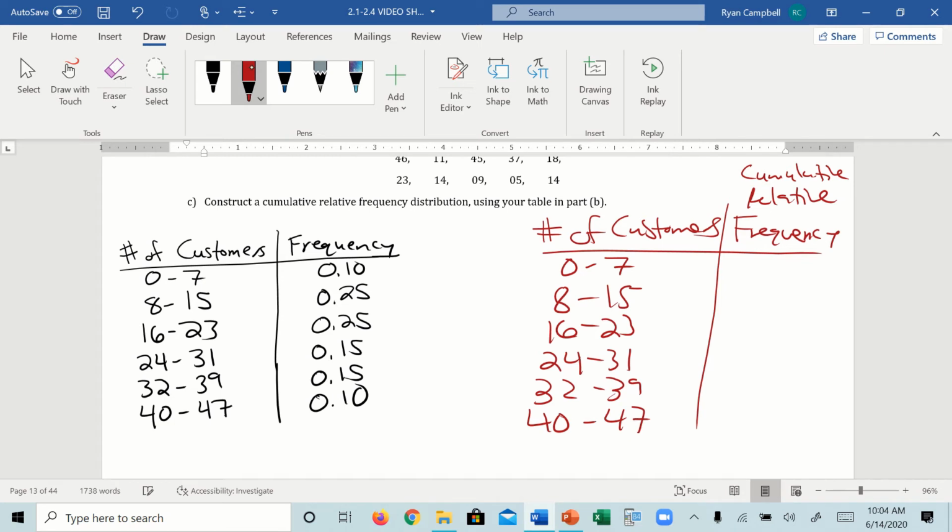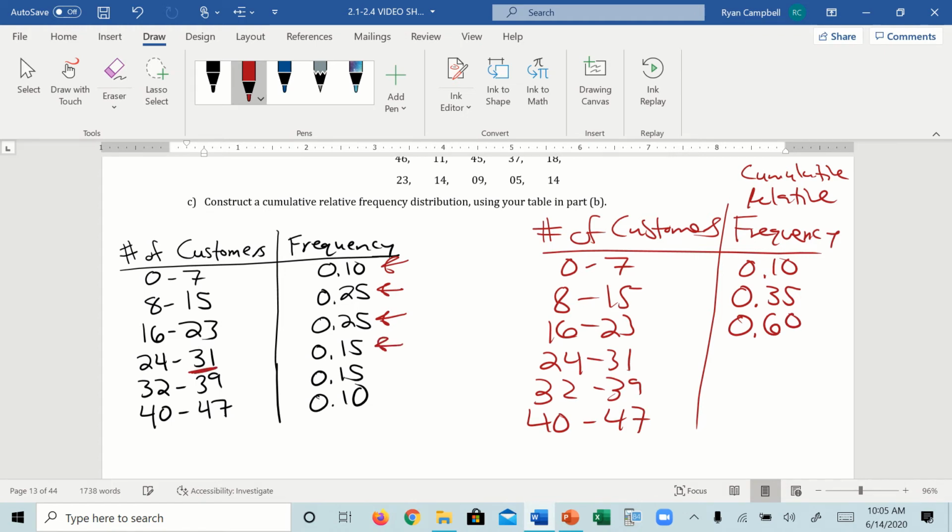All right, so again, how many are going to be less than or equal to 7? We see it's just 0.10. For this 15, we have the 25% and the 10%, so I need to add both of those together. So 0.35. Less than or equal to the 23, now we have to add another 25 to that, right? So 25 plus 25 plus 10 is going to be 0.60.